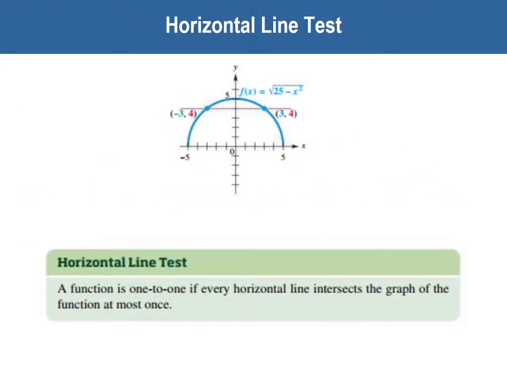So this function is not 1 to 1. Now we can also do what's called the horizontal line test. The horizontal line test says that if a function is 1 to 1, then a horizontal line will intersect the graph at most 1 point. So in this case, it passes through 2 points.